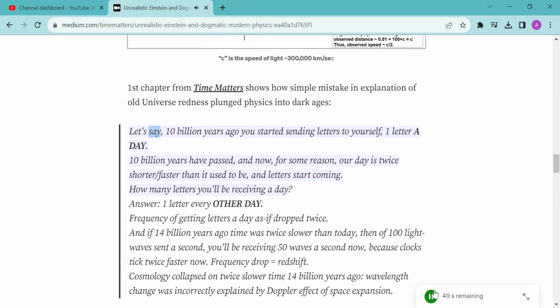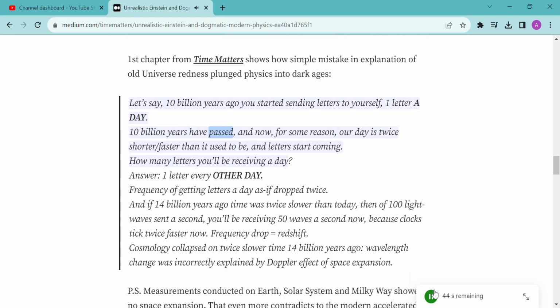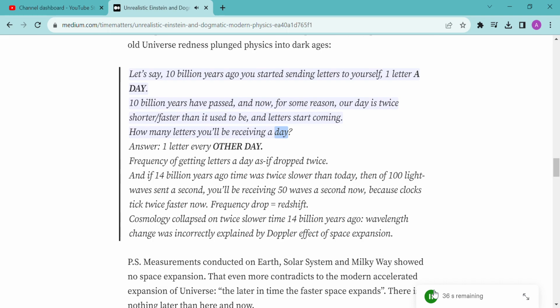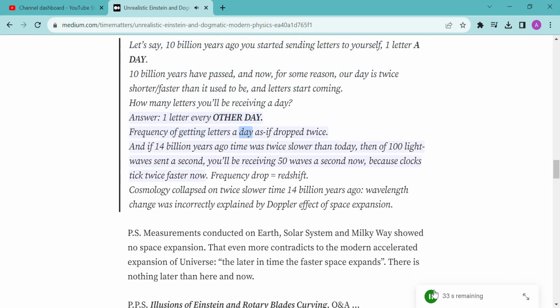Let's say 10 billion years ago you started sending letters to yourself, one letter a day. 10 billion years have passed, and now, for some reason, our day is twice shorter, or faster, than it used to be, and letters start coming. How many letters will you be receiving a day? Answer: 1 letter every other day. The frequency of getting letters a day has dropped by half.